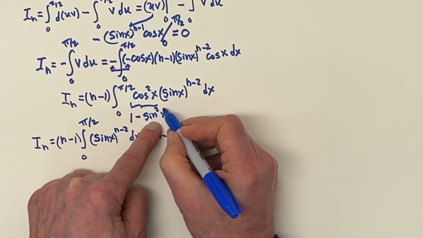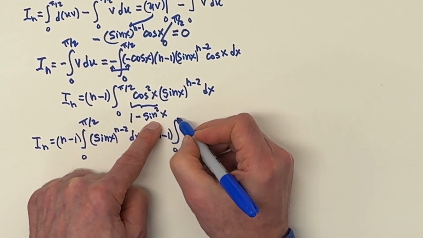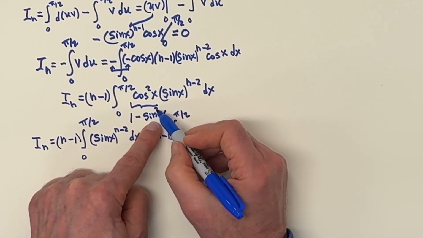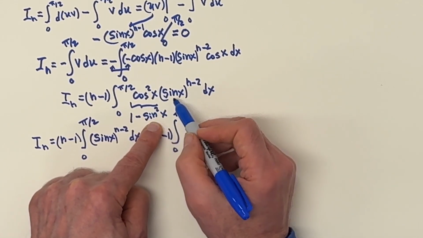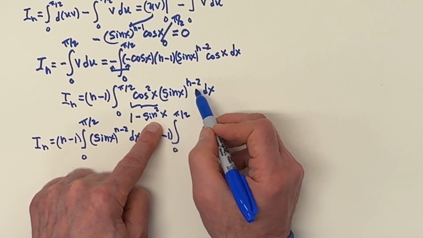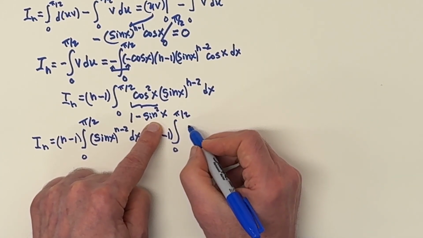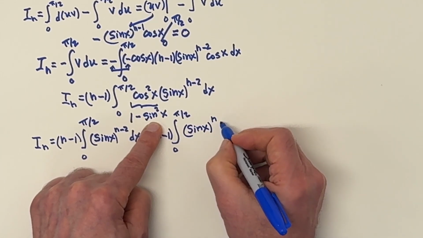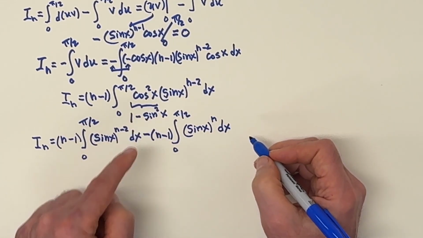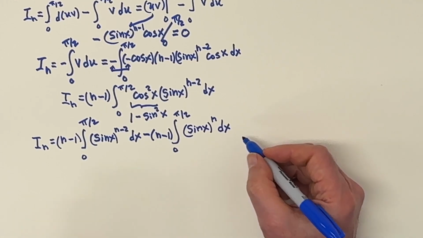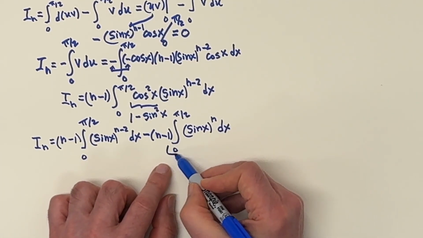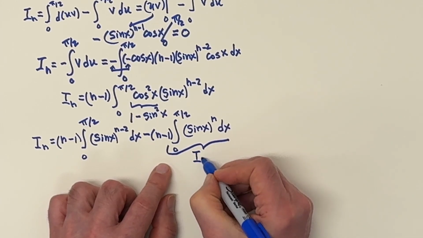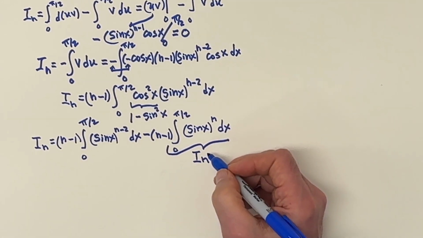And then this has to hit that other sine. So if we do that, this is interesting because we have a square here, sine of x squared, and here is sine of x to the n minus 2 power. So when you add the exponents, you just get the n. So this is going to be sine of x to the nth power dx. And now we see that this is the integral that we started with. This is I sub n. That's the integral we started with.